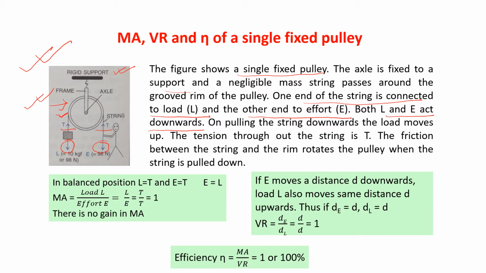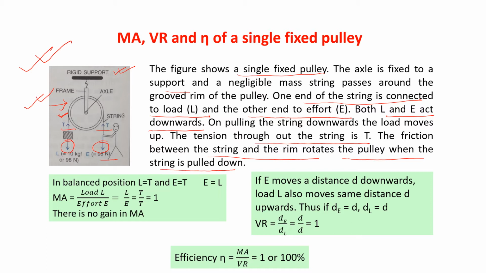On pulling the string downward, the load moves up. If you pull the rope from the right hand side, then the load will move up. The tension throughout the string is T because it is only a single rope. So throughout the rope, the tension is T. The friction between the string and the rim rotates the pulley when the string is pulled down.